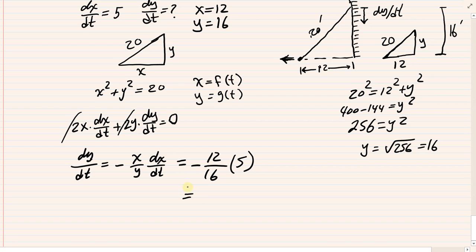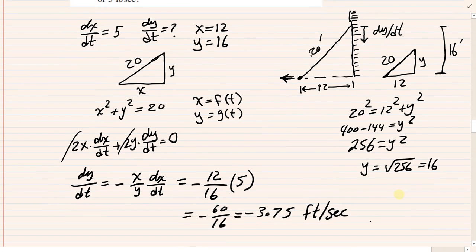Or 3.75, right? 60 by 16, negative 3 3/4, 3.75, which means it's sliding down at the rate of that many feet per second. Remember, a negative, how do we attribute a negative in a velocity? How do we justify? That means a direction. That means it's going in a downward direction. It is sliding downward. So that's how we know the negative sign. That's the interpretation of the negative velocity. And we are good to go with this one.